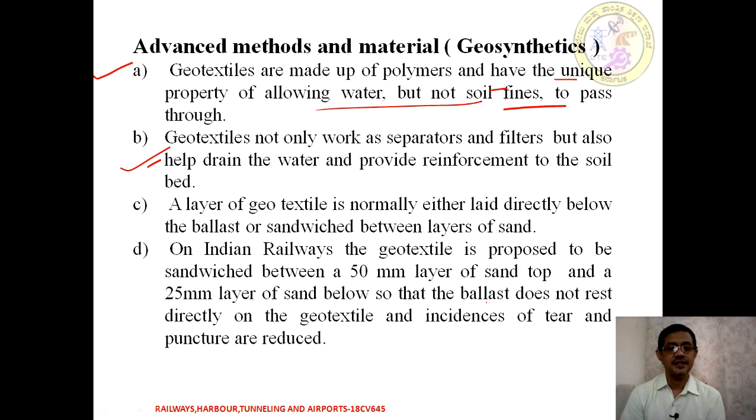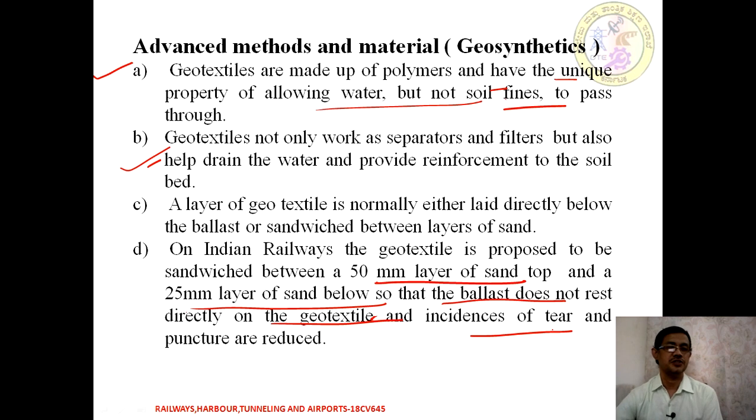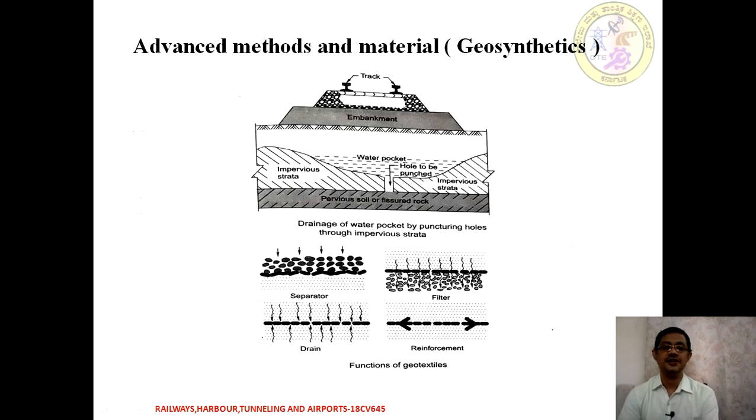In Indian Railways, geotextiles are proposed to be sandwiched between a 50 mm layer of sand on the top and a 25 mm layer of sand below, so that the ballast does not rest directly over the geotextile, in order to avoid tear and puncture of the geotextile. So this is how we use geotextile or geosynthetics.